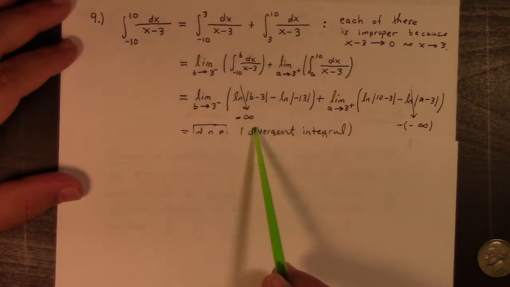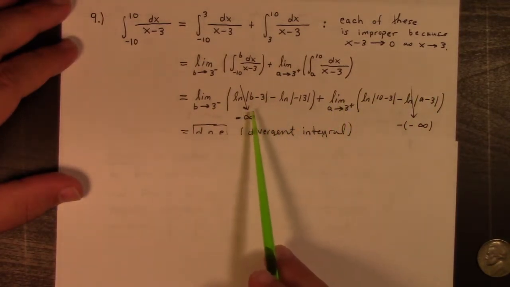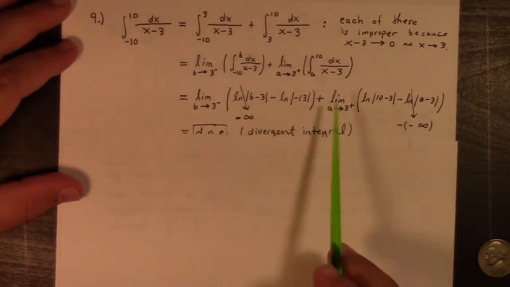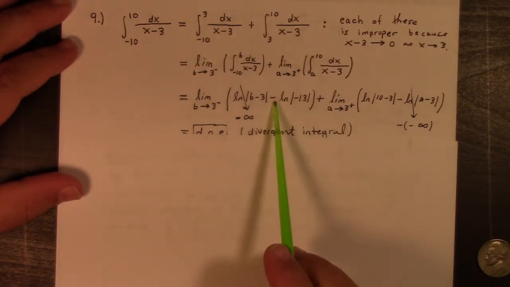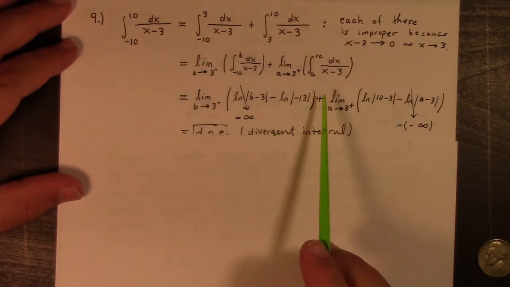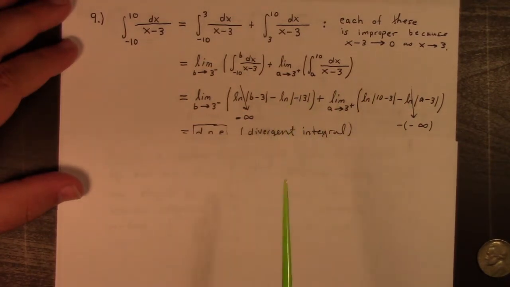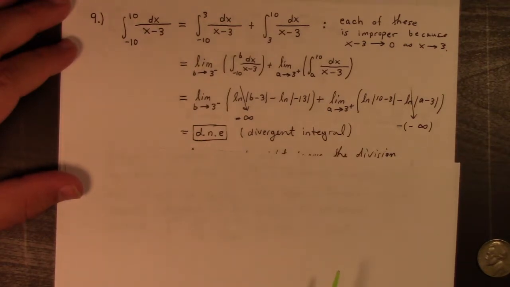And so that diverges, and when you get minus infinity for this one and plus infinity for that one, that doesn't mean you get to cancel them out. That's not how this works. Like I said, these are separate. They're not balanced. And so either one of these blowing up would be enough to kill the whole thing. So anyway, this does not exist. It's a divergent integral.